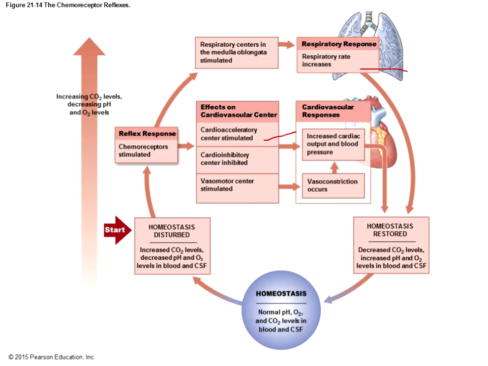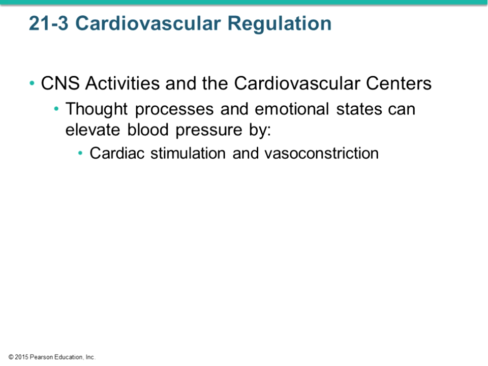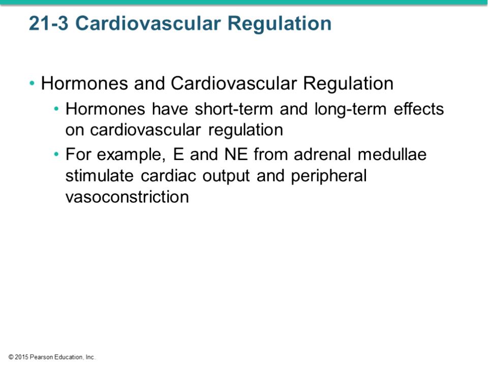chemoreceptors, the chemical responders to those types of things, are going to respond. You're going to see respiratory rate go up. You're going to see the cardiovascular center stimulated, vasomotor stimulation, and you're going to see decreased CO2 because you've gotten rid of more of it through the lungs, more oxygen, and you're going to get back to a normal level. So those are another way the body can adapt to that. All right, so the cardiac stimulation and vasoconstriction are basically what help regulate these processes.